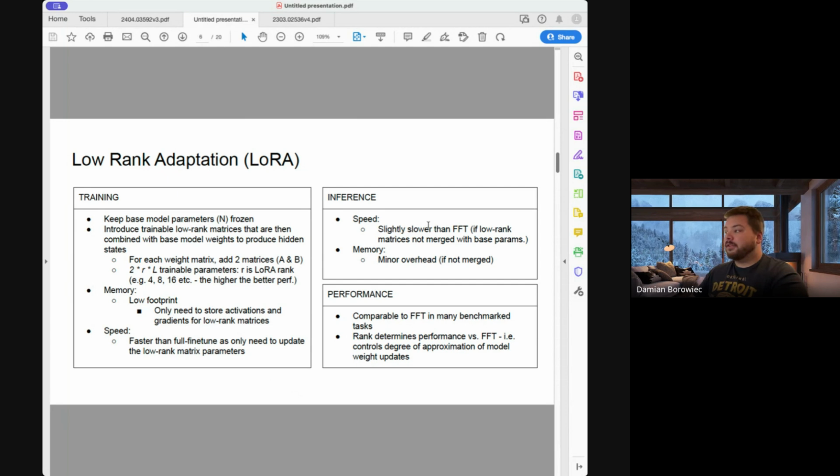Inference speed is ever so slightly slower than full fine-tuning, but what we can also do is merge these low-rank matrices into the original model weights, which basically turns it into a full fine-tuned model, not in terms of performance, but in terms of speed and memory. Performance is comparable to full fine-tune in many tasks. Some people argue that it's worse performance than full fine-tune. It's kind of depending on opinion at this point. And yeah, as I said, the rank determines the performance.